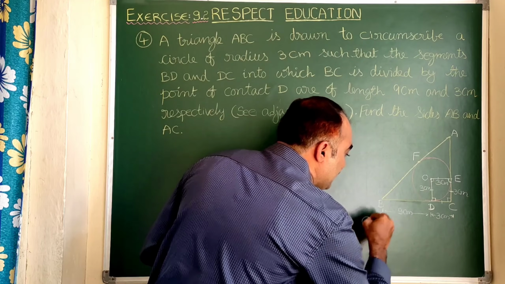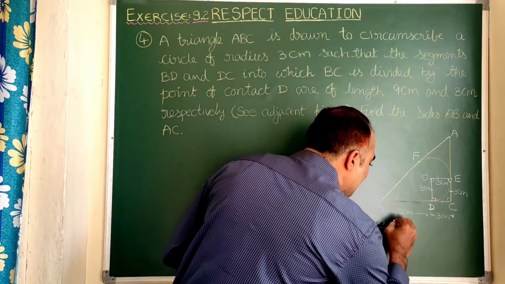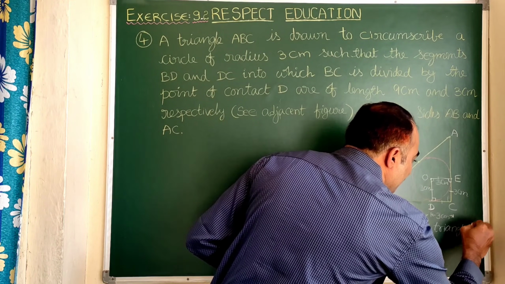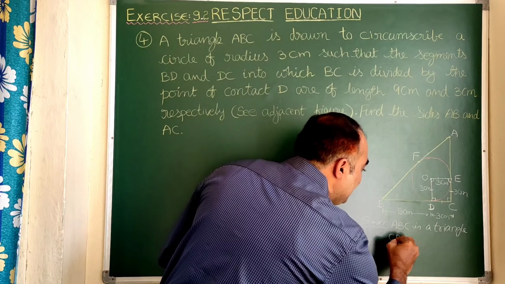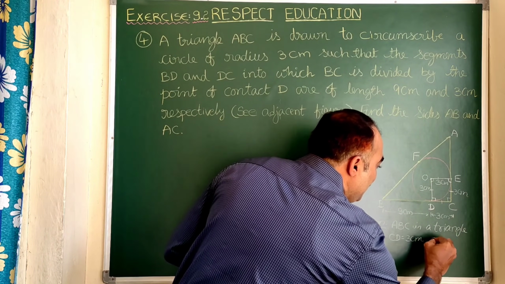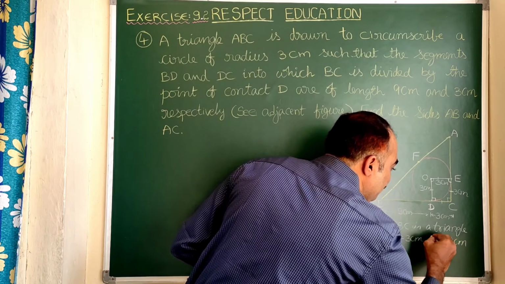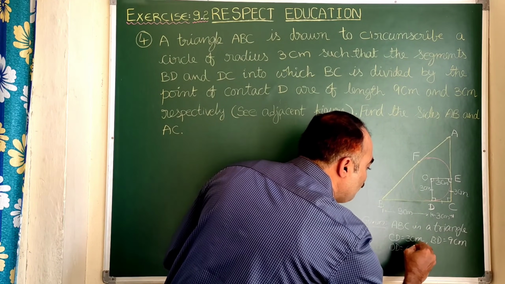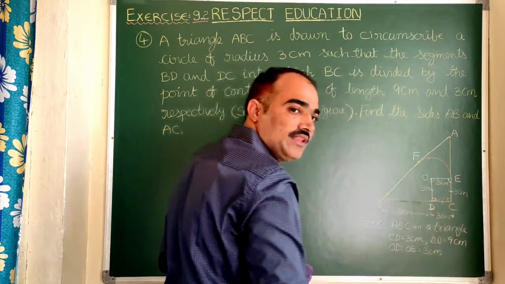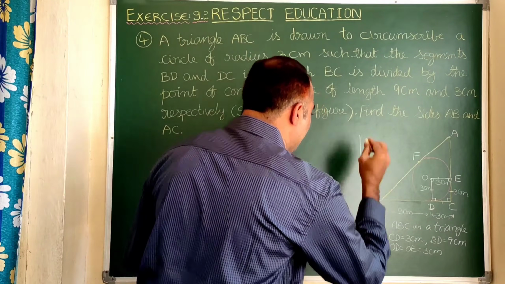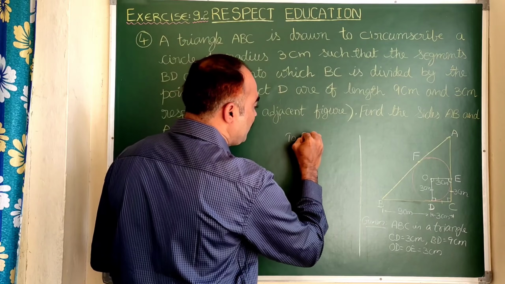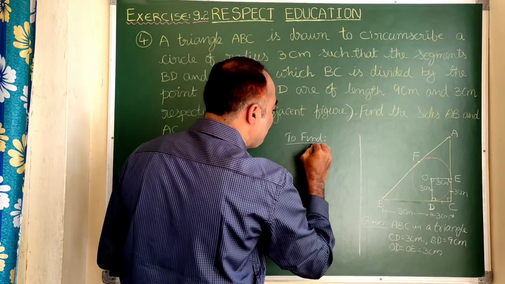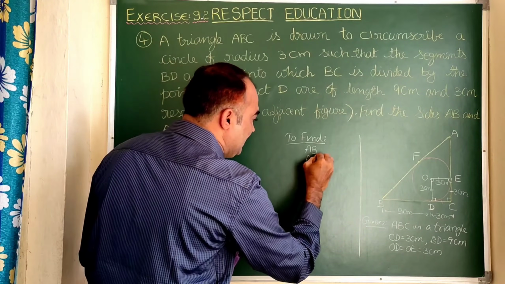Given data: ABC is a triangle. Also given CD is equal to 3 cm, BD is equal to 9 cm. And given the radius of the circle, that is OD is equal to OE is equal to 3 cm. Now what to find? We need to find sides AB and AC.